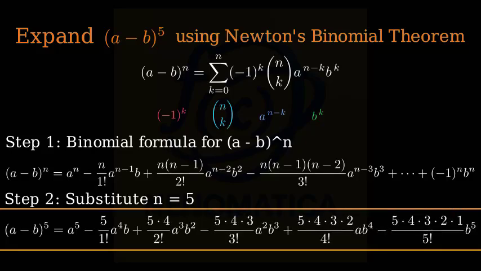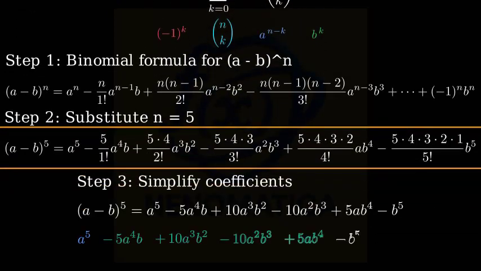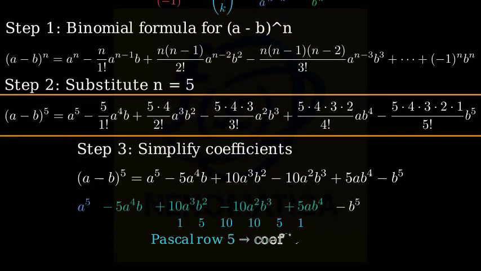Step 3. Simplify the factorial coefficients. These simplify to the binomial coefficients 1, 5, 10, 10, 5, 1. So the result becomes a to the fifth minus 5a to the fourth b plus 10a cubed b squared minus 10a squared b cubed plus 5ab to the fourth minus b to the fifth. These coefficients come from row 5 of Pascal's triangle.